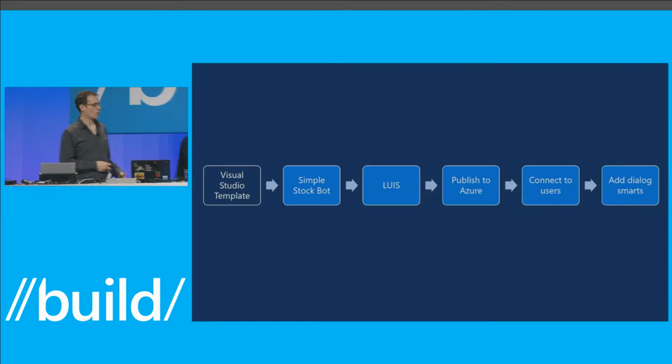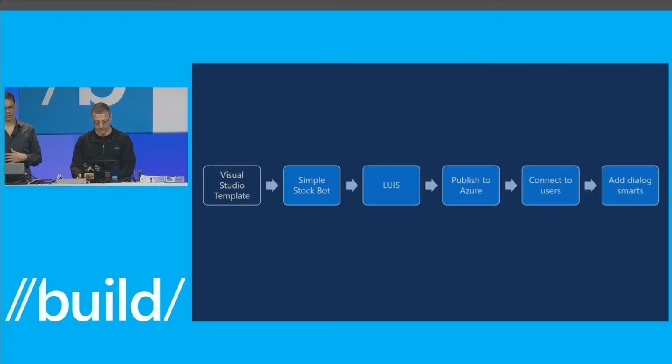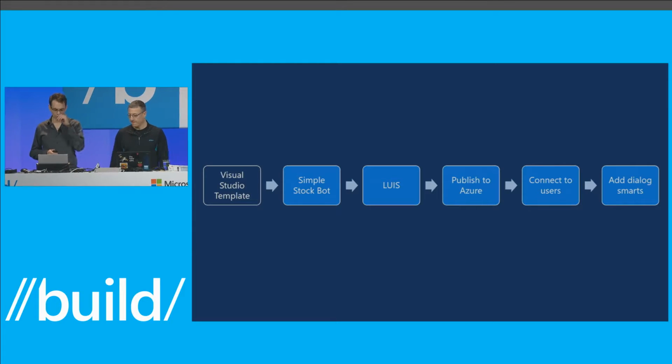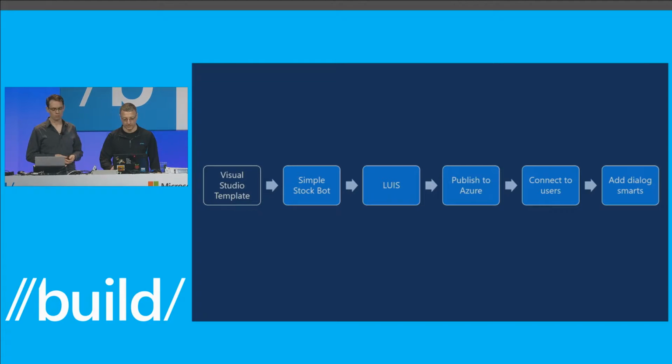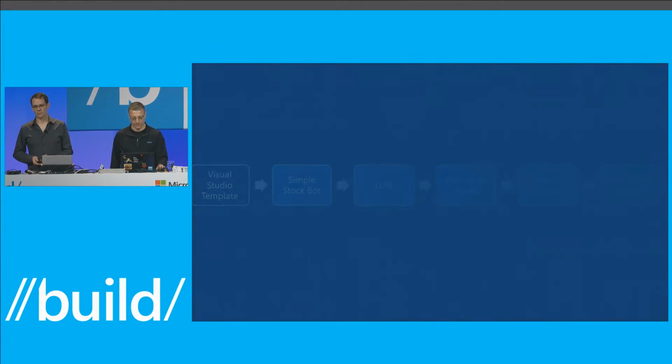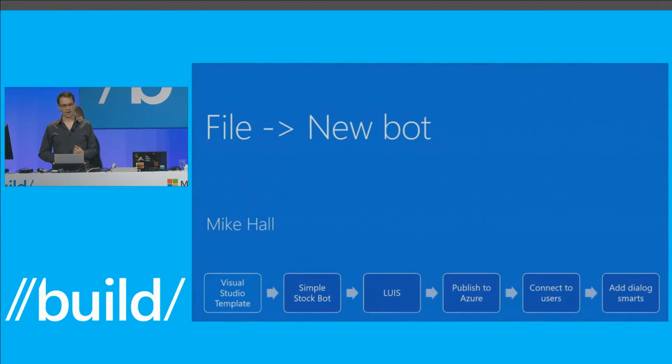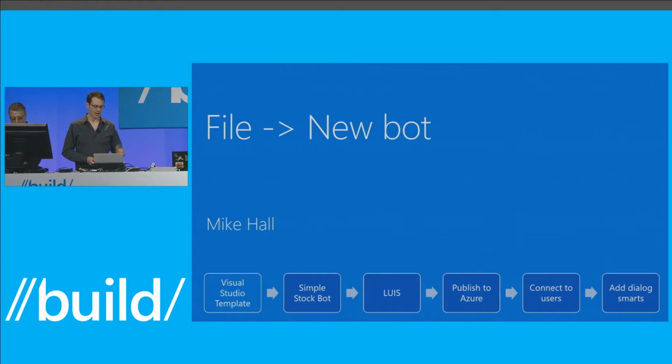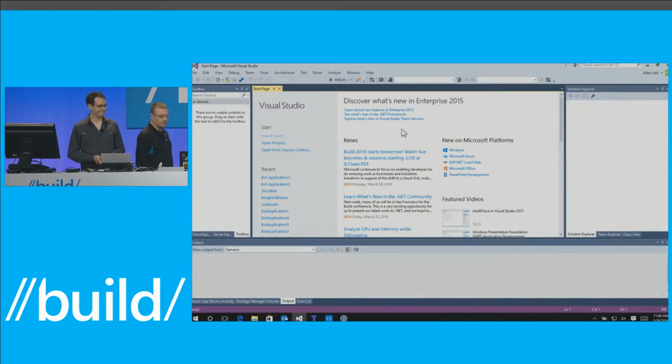Hi, everybody. We're going to go through each of the steps that you see here. We're going to blast through these as quickly as we can. We're going to start with just a bare Visual Studio template, which is available on the botframework.com website. Then we're going to go through each of the steps of creating a simple bot, in this case, a simple stock bot, adding in natural language processing, and so forth. We'll go through these one by one.